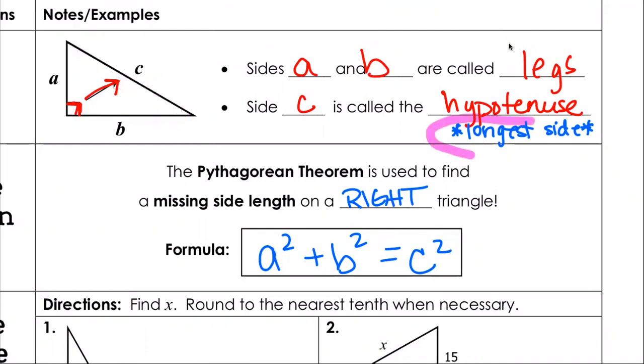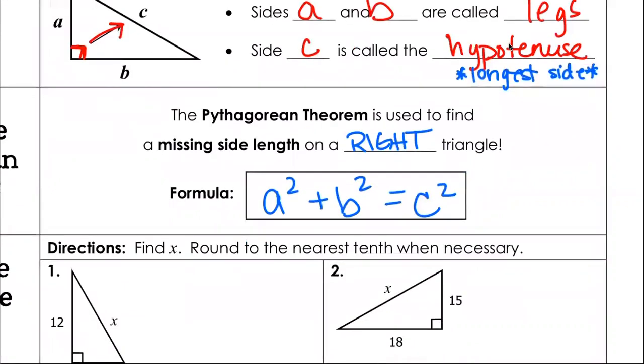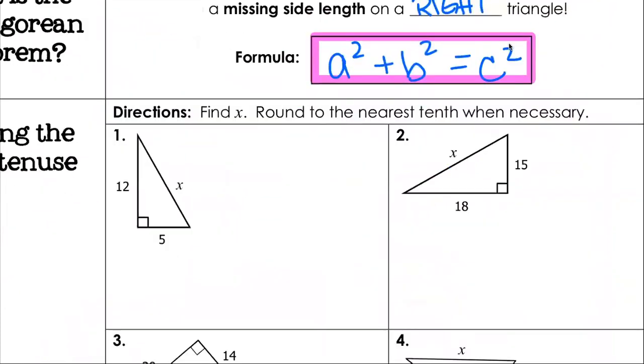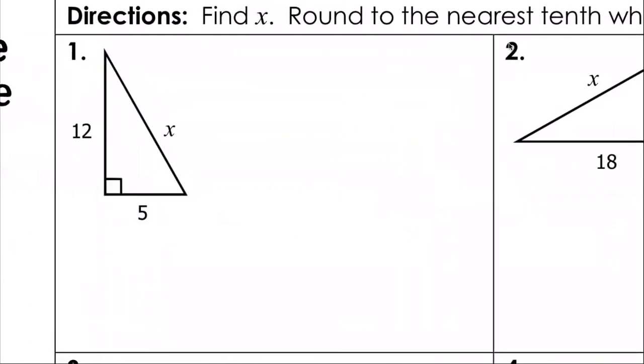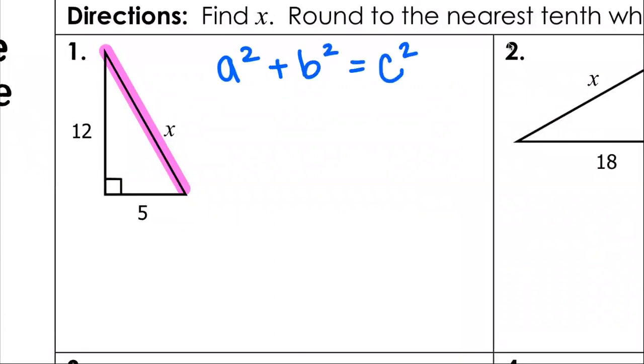Remember, the hypotenuse is the longest side, okay? And our Pythagorean theorem is a squared plus b squared equals c squared. Now remember, we can only use this when we have a right triangle, which is what I'm going to give you, okay? So here we go. In number one, let's first identify which one is the hypotenuse. Okay, x is our hypotenuse, so that's going to be like what our c is, okay? So the Pythagorean theorem is a squared plus b squared equals c squared.